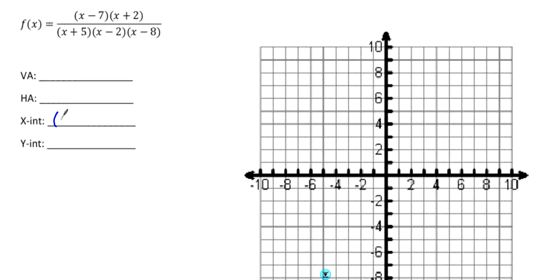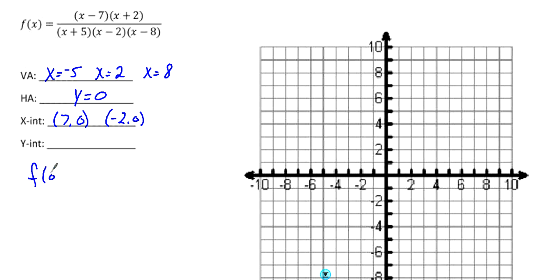So my x-intercepts are at, from the top, +7 and -2. I've got 3 on the bottom, so I have 3 vertical asymptotes, one at -5, one at 2, one at 8. Horizontal, the bottom is bigger, so the bigger bottom tells me I'm automatically at 0.